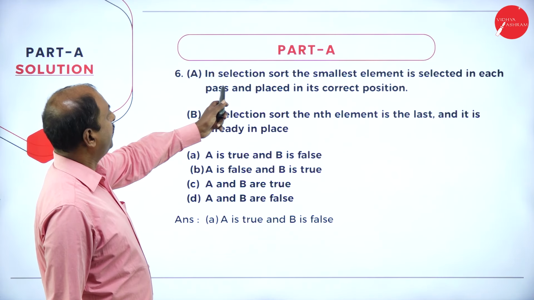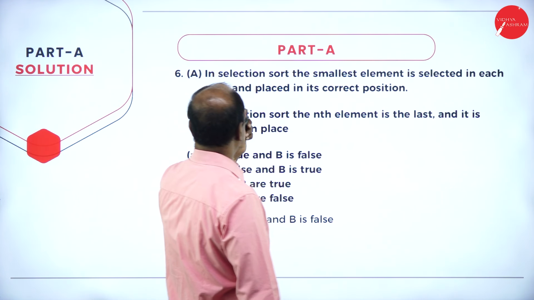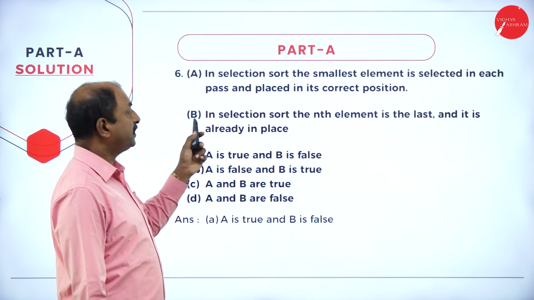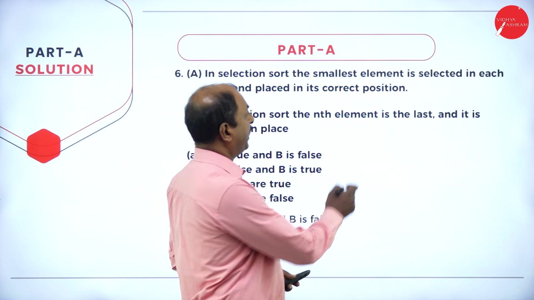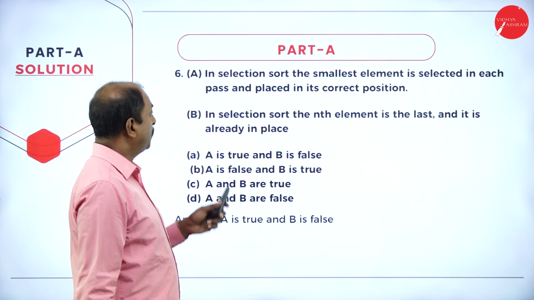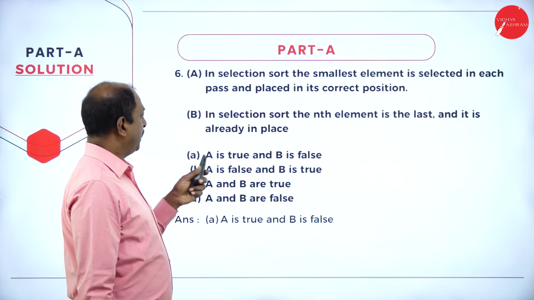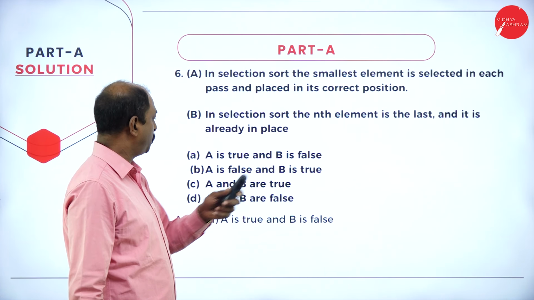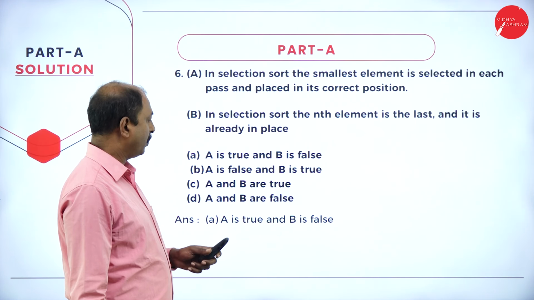Question number 6. In a selection sort, the smallest element is selected in each pass and placed in its correct position. And this is the reason: in selection sort, the nth element is the last and it's already in its place. So here the assertion and reasoning. In this one, A is true and B is false. A is false, B is true. A and B are true and A and B are false.